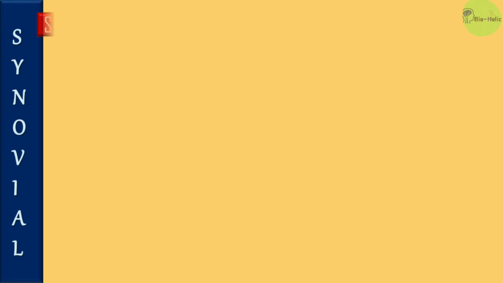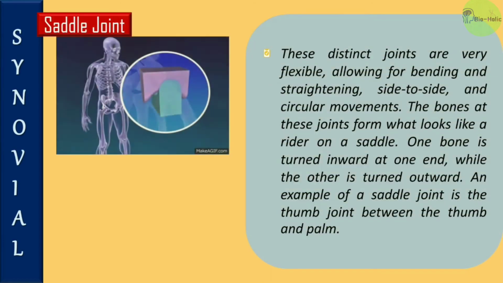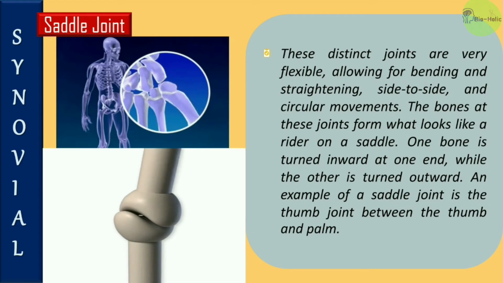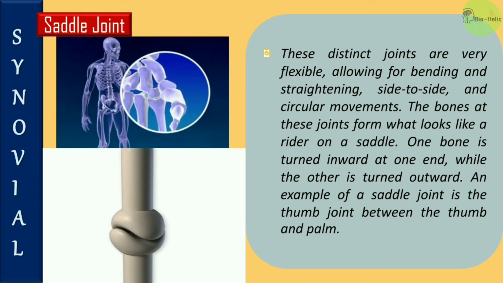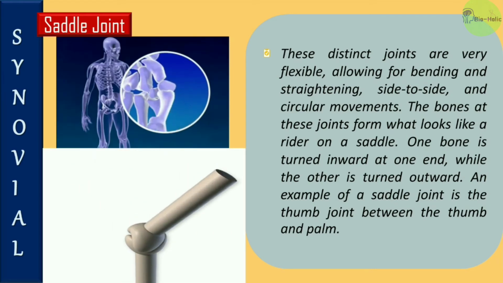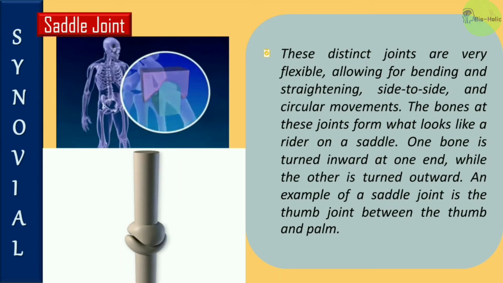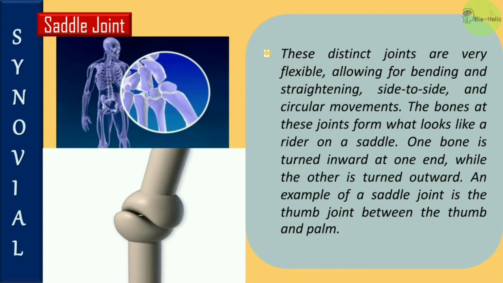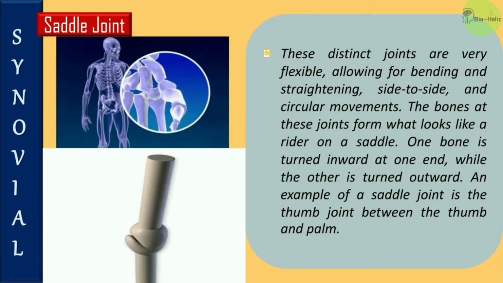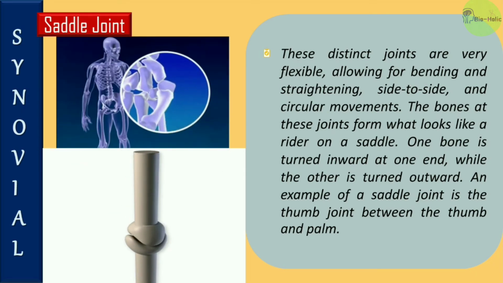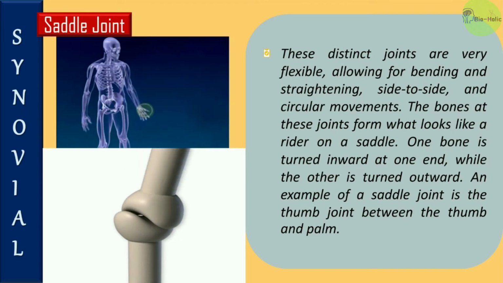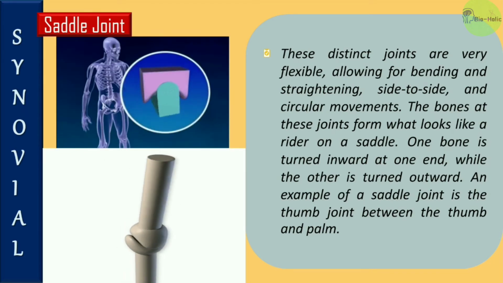Third one is the saddle joint. These distinct joints are very flexible, allowing for bending and straightening, side to side, and circular movement. The bones at these joints form what looks like a rider on a saddle. One bone is turned inward at one end, while the other is turned outward. An example of a saddle joint is the thumb joint between the thumb and palm.